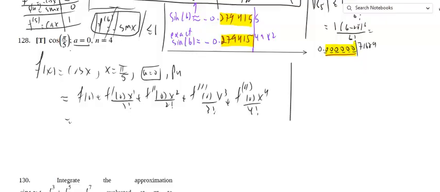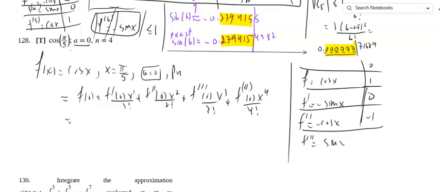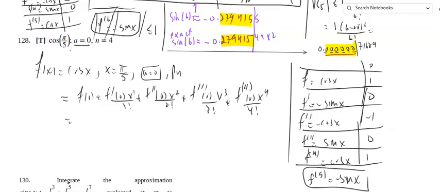So I need f is cosine of x. Evaluated at 0, that's 1. f prime is negative the sine of x. At 0, that's 0. f double prime is negative the cosine of x. Triple prime is the sine of x. And the fourth derivative is the cosine of x. And I need the fifth derivative for my error. That's negative the sine of x. Keep that for the error.